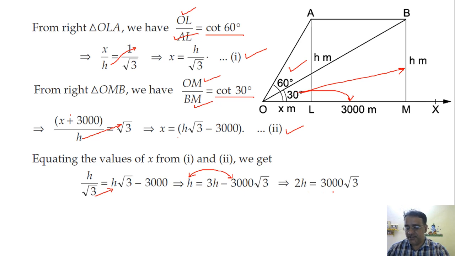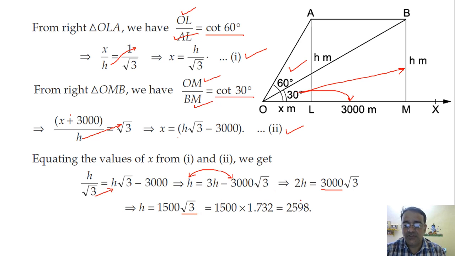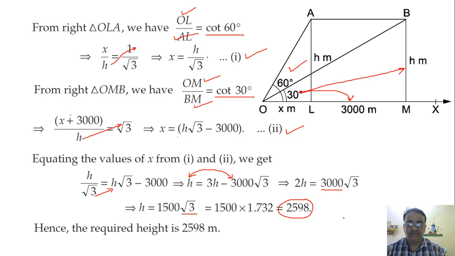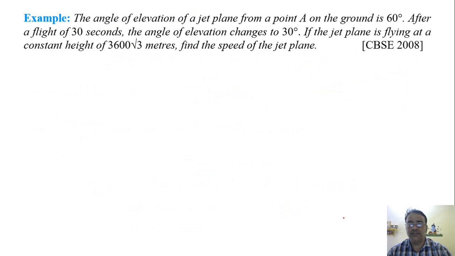So what is h? 1500 root 3. But the value of root 3 is already given in the question. Given in the question means it is compulsory to substitute. So 1.732 we have to substitute. So the final answer is 2598 meter. Any doubt in this question? No, sir. Okay, we'll do another question.